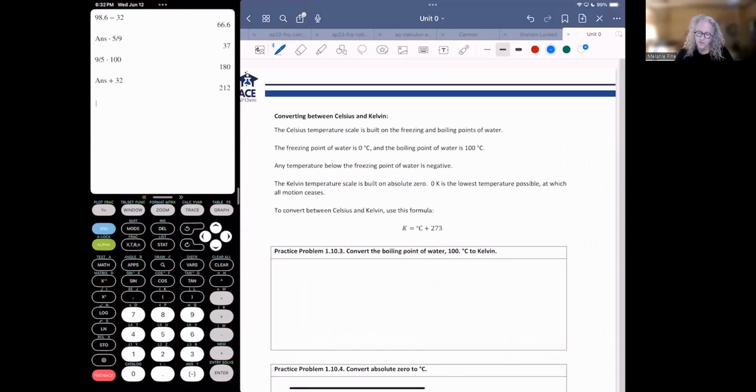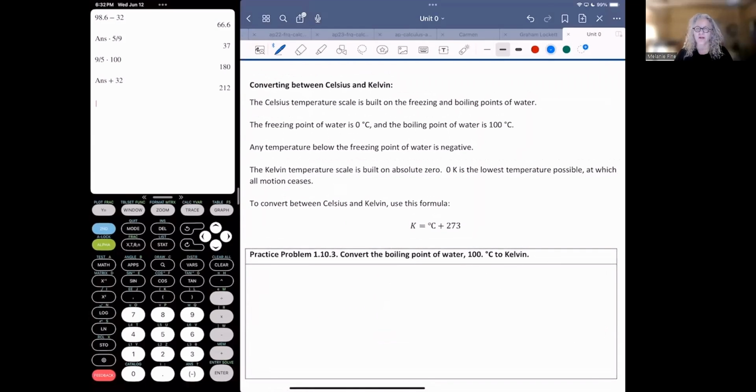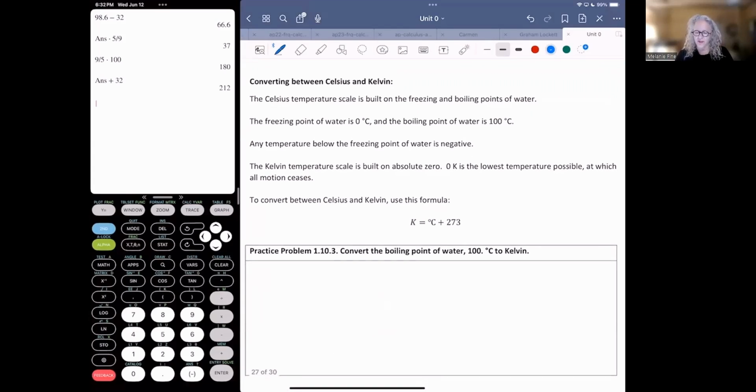Now let's learn how to convert between Celsius and Kelvin. You're going to actually use this a lot more than the previous one, but the previous one is just a little practice. Fahrenheit is not used in chemistry, but if you're using English units, you may end up with Fahrenheit at some point. The Celsius temperature scale is built on the freezing and boiling points of water. The freezing point of water is 0 degrees Celsius, and the boiling point of water is 100 degrees Celsius.